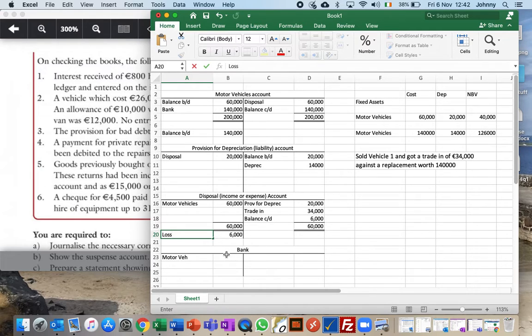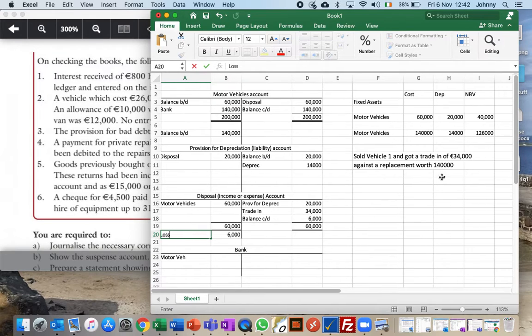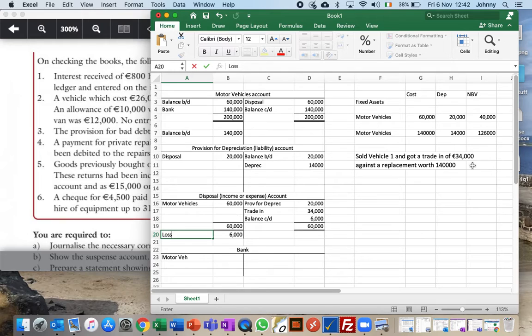And the last thing then is the amount of money I spent. Well, now, if I got a trade-in of 34 against a new one worth 140, that means I gave them the old vehicle and he said it was worth 34, so I had to then give him a check for the remaining so that I could get the 140. So I gave him a check of 106. Now, where did 106 come from? Well, it's 140, take away the 34 grand trade-in.